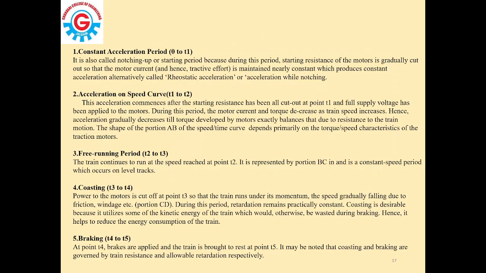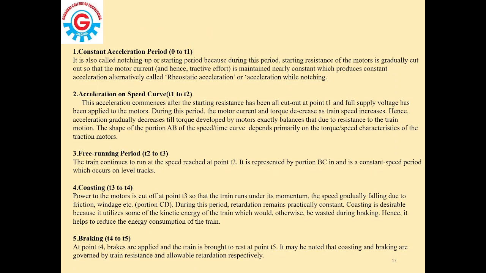This acceleration commences after the starting resistance has been all cut out at the point T1 and full supply voltage has been applied to the motor. During this period, the motor current and torque decrease as train speed increases, hence acceleration gradually decreases till the torque developed by the motor exactly balances that due to the resistance of the train motion. The shape of the portion A to B of the speed time curve depends primarily on the torque speed characteristics of the traction motor.